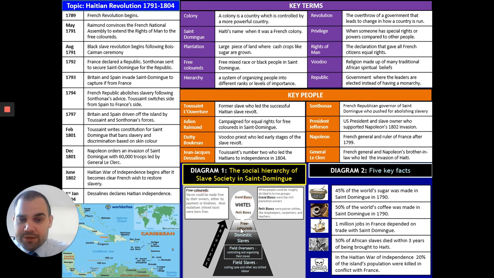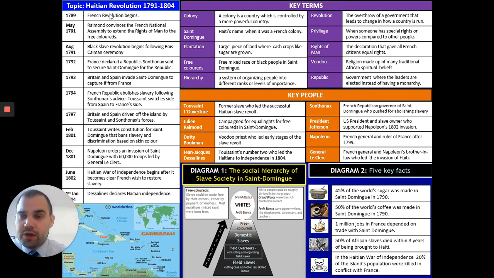to extend the rights of man to the free coloreds. Now, when the French government in Paris ordered that in Haiti the free coloreds would be given equal rights to the whites on the island, the whites of Saint-Domingue basically rebelled. That was because they, in simple terms, were kind of racist. They didn't want to share power and equality with the free coloreds, who they looked down upon because of their African heritage. But also, they were worried that if equal rights were extended to free coloreds, then the next stage would be to extend rights to slaves. And obviously that would be a big threat to their wealth and their privilege.